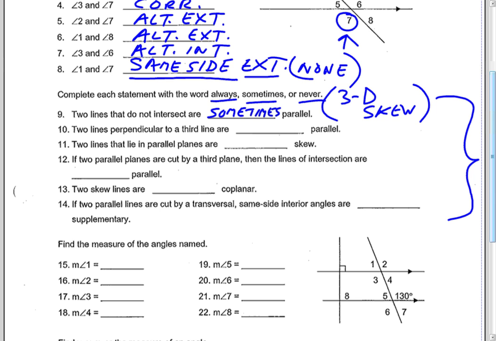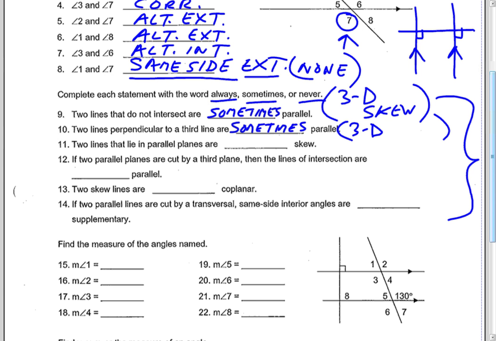2 lines perpendicular to a 3rd line. I'm going to say sometimes for that, because we're going to think 3-dimensionally again. If we're talking 2-dimensionally, the answer would be always. If you have 2 lines that are perpendicular to a 3rd line, they would always be parallel. They would look something like this. Here's a line. Here is a line perpendicular to it. Here's another line perpendicular to it. Would they be parallel? Yes.